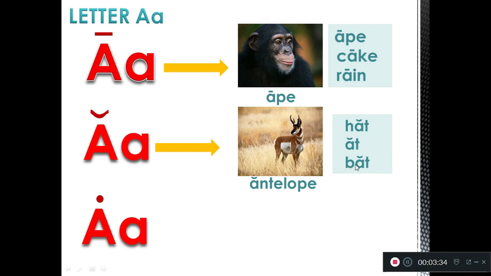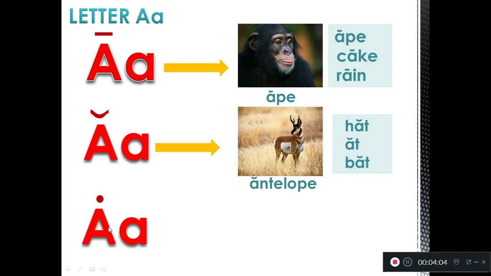But b, at, bat. And don't forget the second alphabet or letter under A here is A with this little curve on top. And this animal here is called an antelope. We have a, hat, a, at, b, at, bat. Okay, don't worry, we're gonna learn about letter B when we go further.